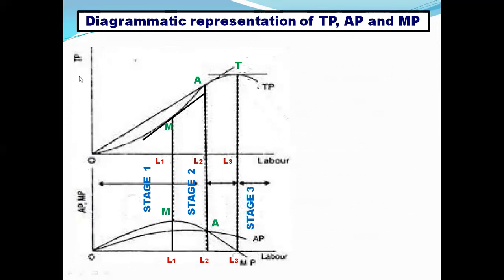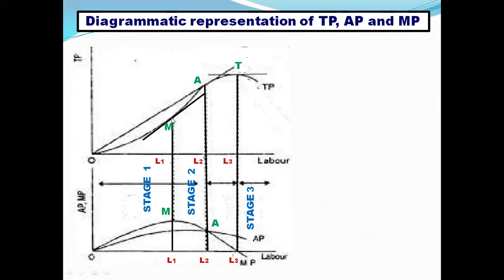Right? On the upper panel vertical axis, we measure TP. On the lower panel vertical axis, we measure AP and MP. Right? And on the horizontal axis, on both the panels, we measure labor employed and we denote it as L, right? So first you will draw the TP curve on the upper panel. I've said, first it is increasing, then it is increasing at a decreasing rate, reaches maximum and then it decreases, right?